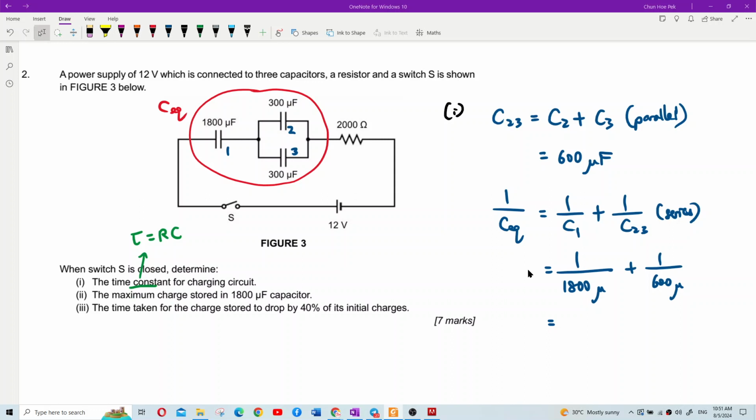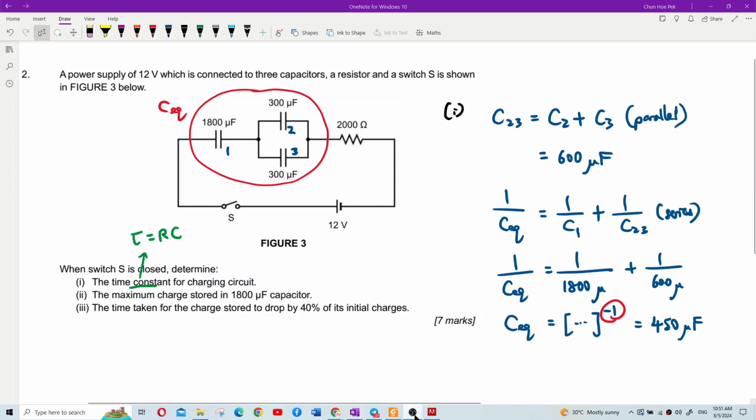In the end, this is 1 over C. Remember, once you get it, you must invert it. Some of you forget to invert. You invert the answer, 1 over C becomes C. Then only you get the final answer, which is 450 microfarad.